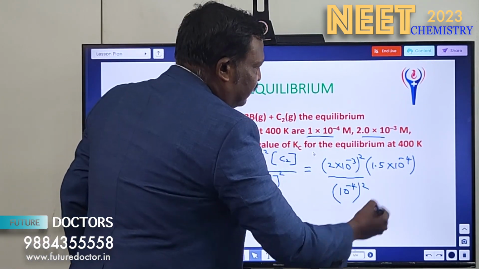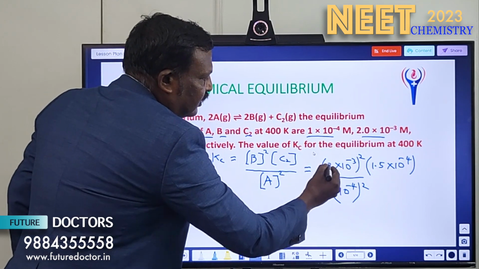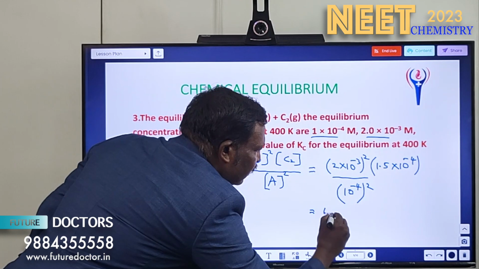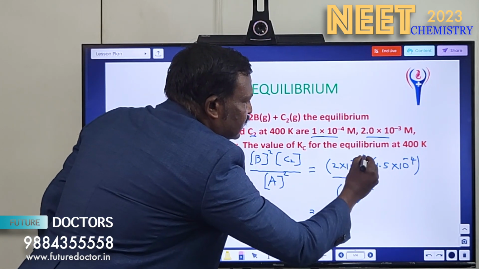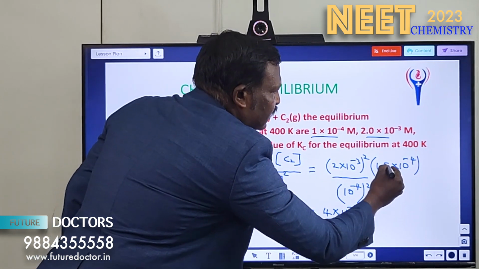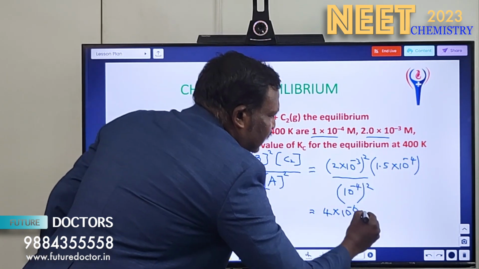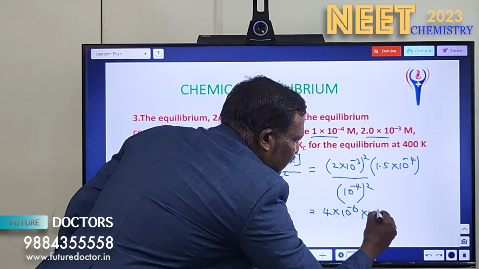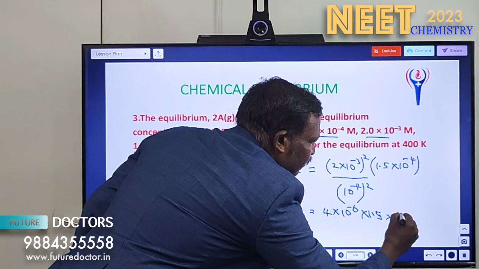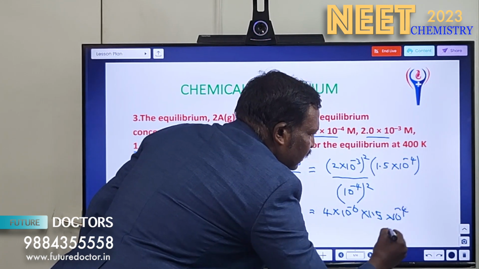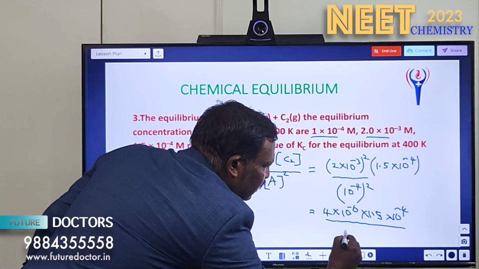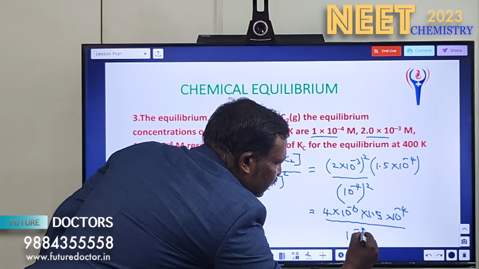Then here, how to simplify. This will be what? 2 square, no? So 2 square, 4. Understood? Then this is what? 10 power minus 6. Understood? Then you keep as it is into 1.5, into 10 power minus 4. Understood? Divided by 10 power minus 8. Are you following?